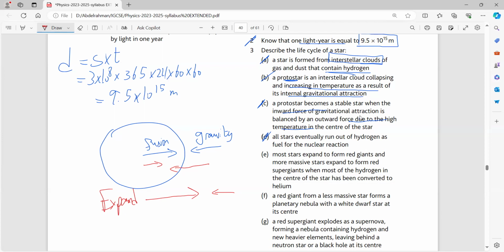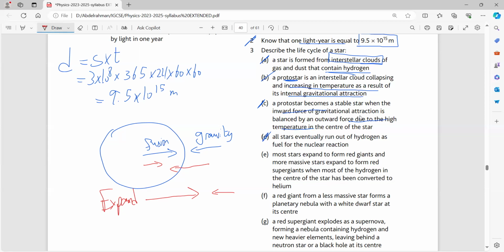Initially the gravity increases. Why does the gravity initially increase? Because the fusion was less, because now it's not stable. Okay, the fusion is less because the hydrogen atoms were less. But eventually the fusion will become more, because the fusion of the helium atoms is greater than the gravity, and therefore it starts to expand.